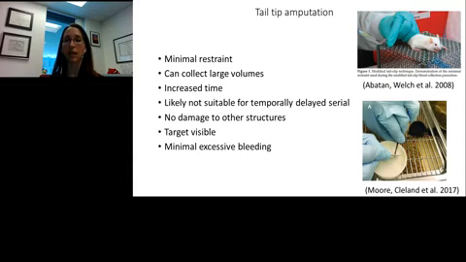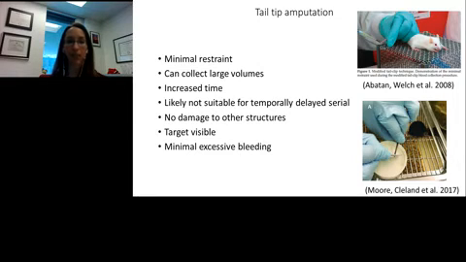So similar to tail vein incision, you're going to be milking the tail and collecting drop by drop. As some tissue is actually removed, it's likely not suitable for serial collection in which the samples are collected over a broad span of time. However, if you can just disrupt the clot, that might be just fine. It has the advantage that there's no damage to surrounding structures, and that the target is very visible and there's very minimal excessive bleeding.